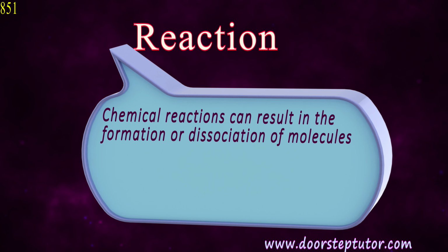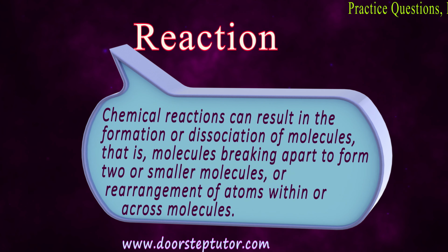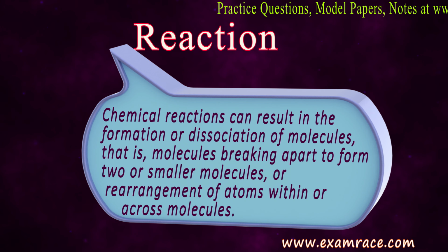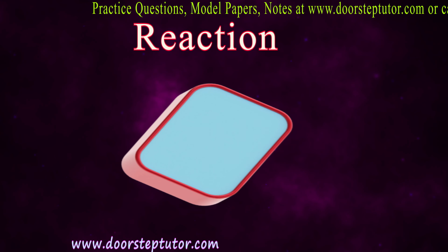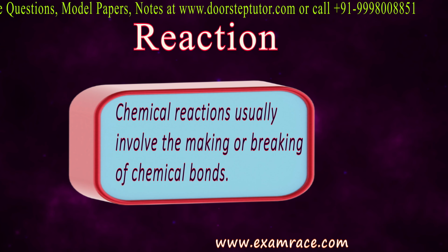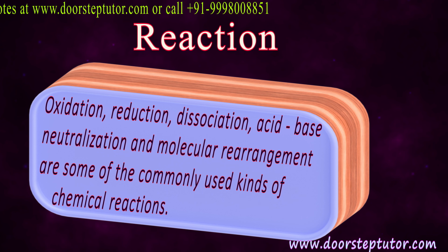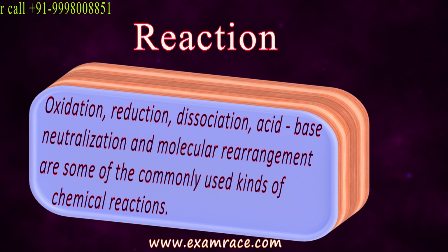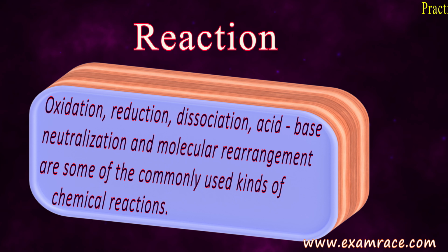Chemical reactions can result in the formation or dissociation of molecules, where two molecules can break apart and form two or more smaller molecules, or they can rearrange and make another kind of bigger molecule. So a chemical reaction usually involves the making or breaking of chemical bonds. Now some kinds of chemical reactions are oxidation reaction, reduction reaction, dissociation reaction, acid-base neutralization, or molecular rearrangement. So these are some commonly used kinds of chemical reactions.